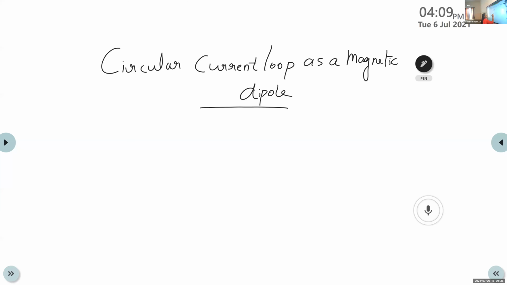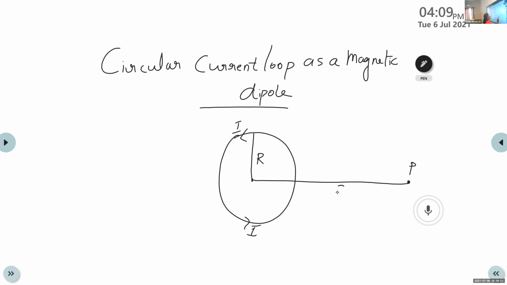So here we consider a circular loop with radius r. The current flowing through this circular loop is I. Whenever the current is passing through the circular loop, it produces a magnetic field. So we consider a point P inside this magnetic field. Let P be a point inside the magnetic field produced by the current carrying circular loop, at a distance of x from the center of the loop.